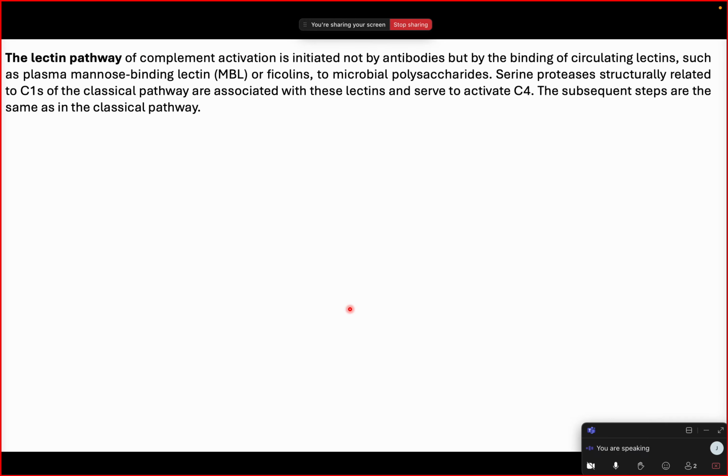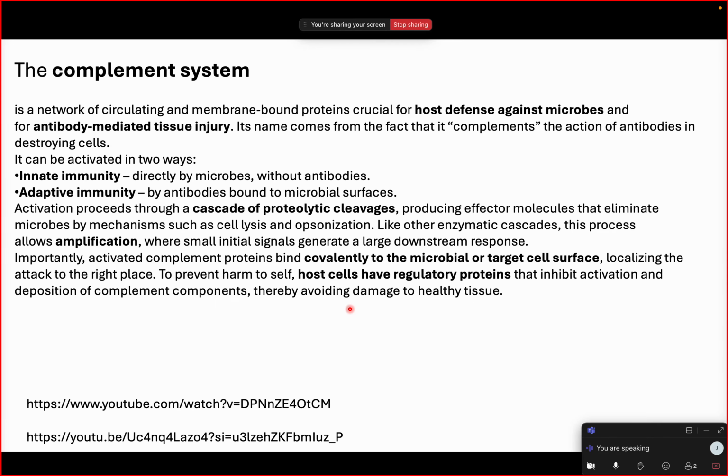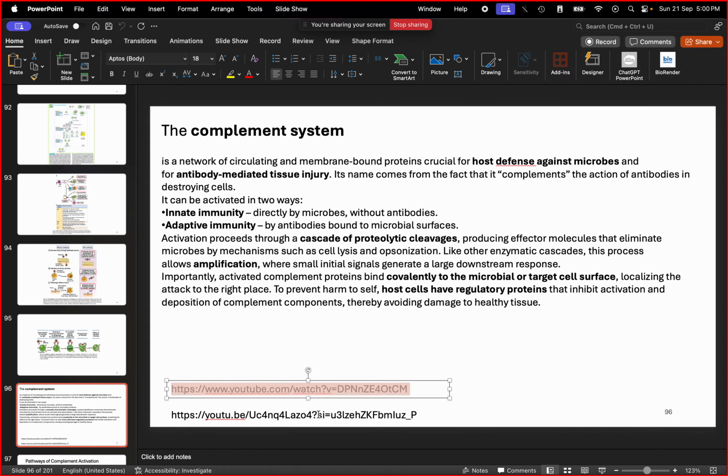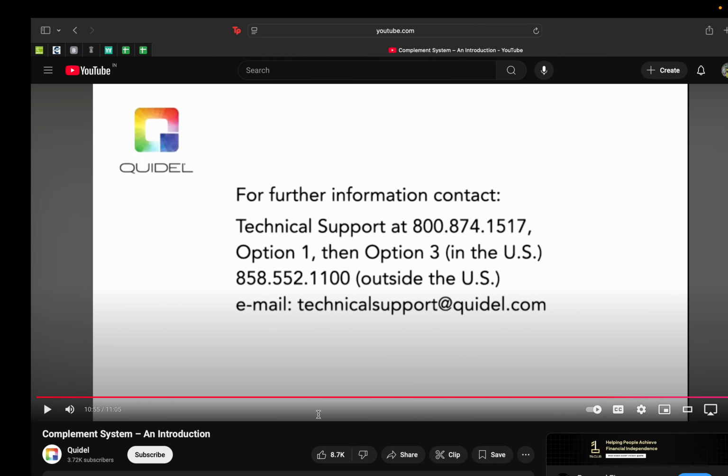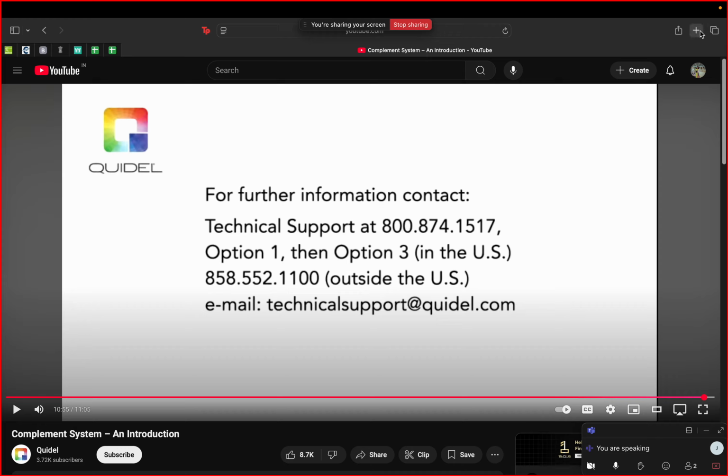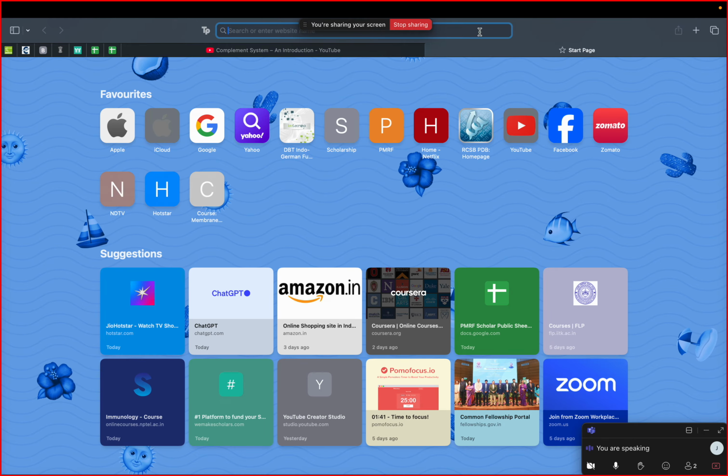Okay, so before going to this, we're going to see one more detailed representation of the complement system. It will help you in creating a storyline of complement system in your head.